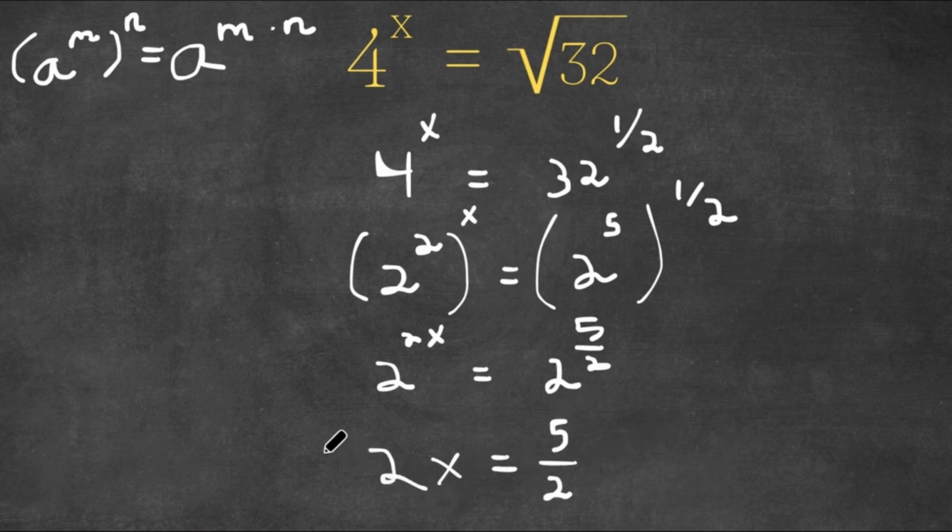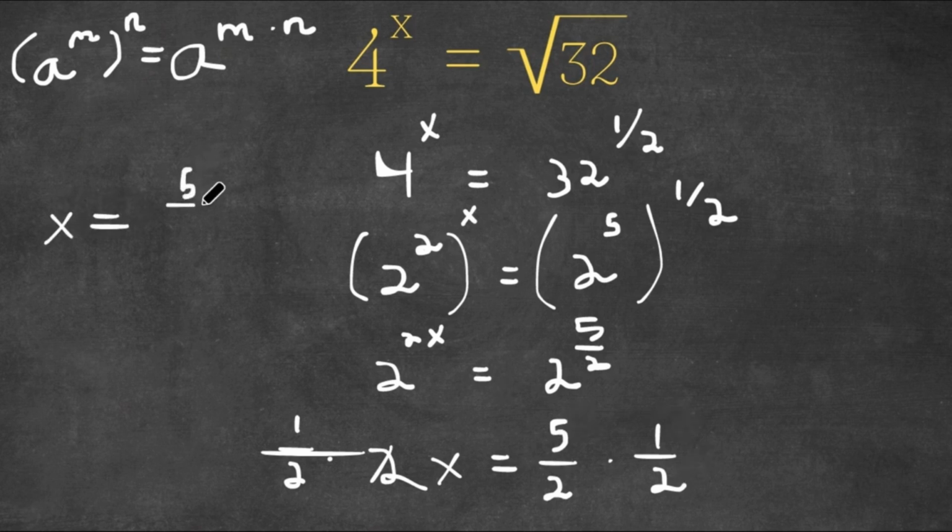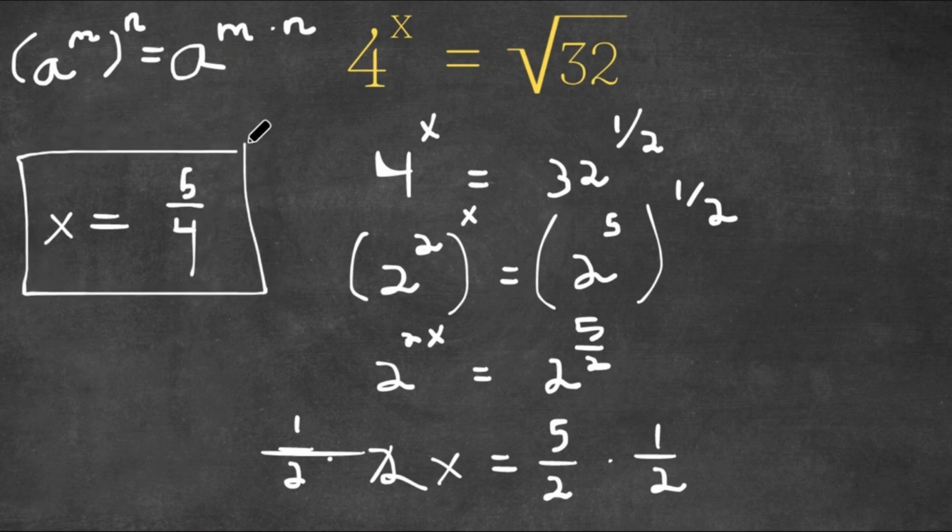So now, if I multiply both sides by 1/2, so I can cancel out this 2, these two cancel out, and I get x is equal to 5 over 2 times 1/2. 5 times 1 is 5, so that's our numerator. And 2 times 2 is 4. So we get x is equal to 5 over 4. And this is our answer.